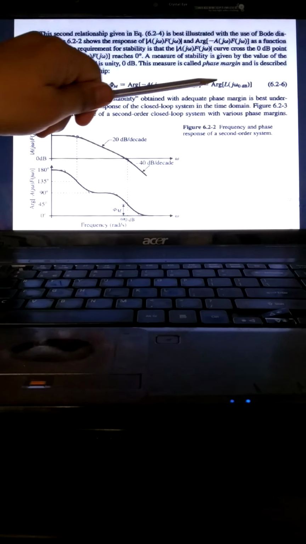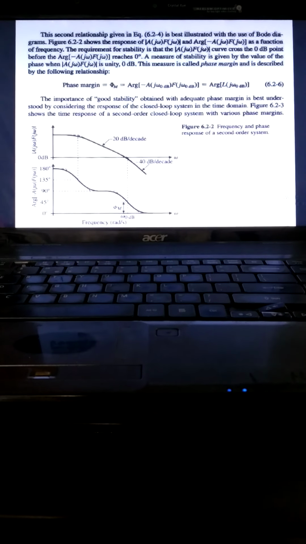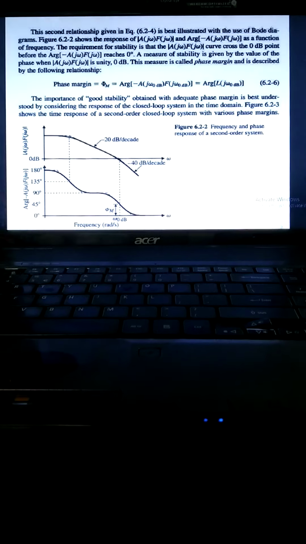So the phase margin is defined by this formula: phi m is equal to the argument, or the tan inverse, of the loop gain, that is converted to dB. And why is the phase margin required? It is required for good stability. The importance of good stability obtained with adequate phase margin is best understood by considering the response of the closed loop system in the time domain.